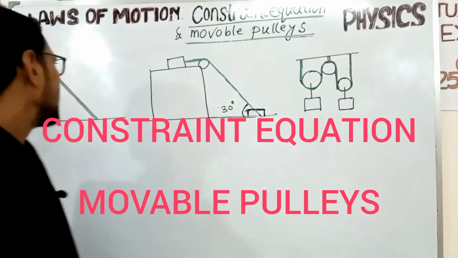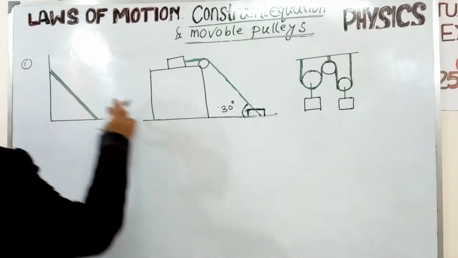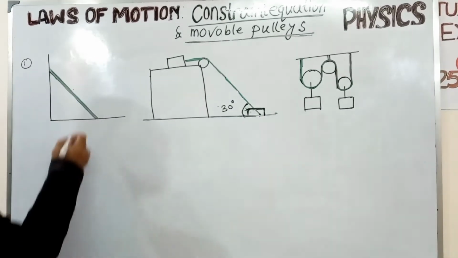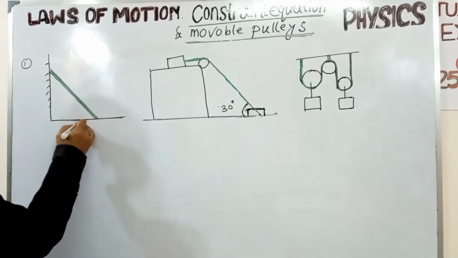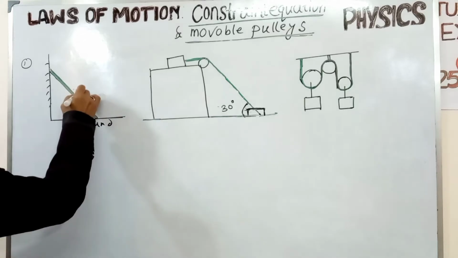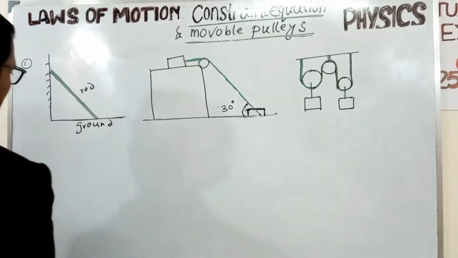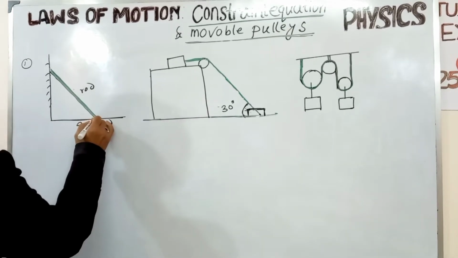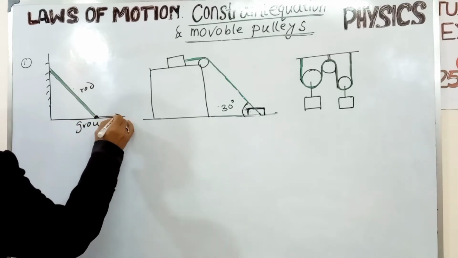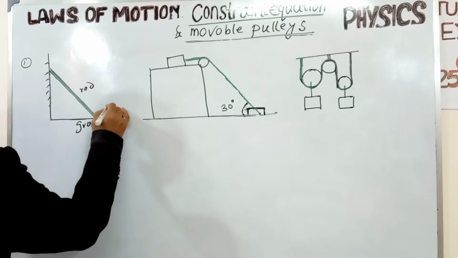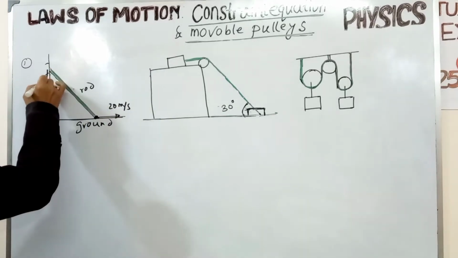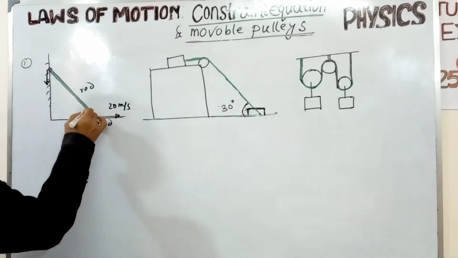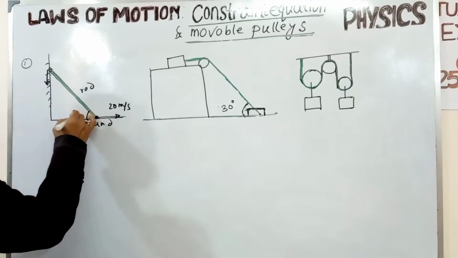Here, I draw the three figures. Suppose this is a rod placed against a vertical wall. This is a vertical wall, this is the ground, and this is the rod. Now at the instant when this end has a velocity of, suppose, 20 meters per second, what is the velocity of this end at that moment? So this is the problem. Suppose this angle is 30 degrees.